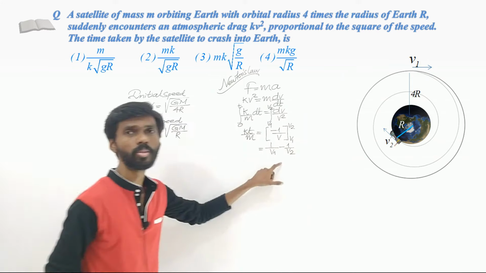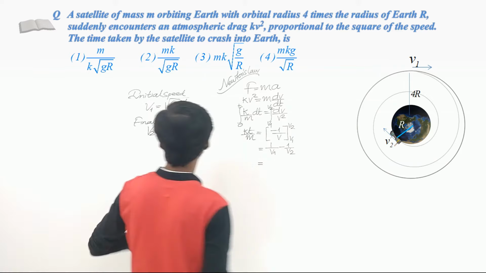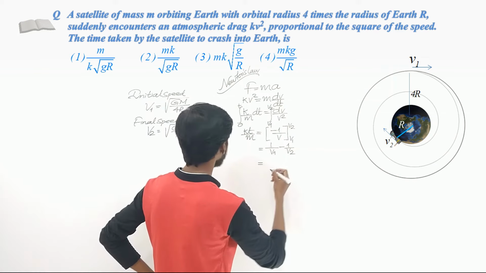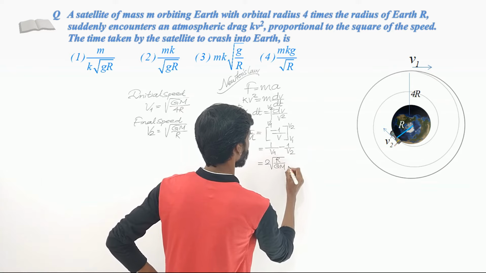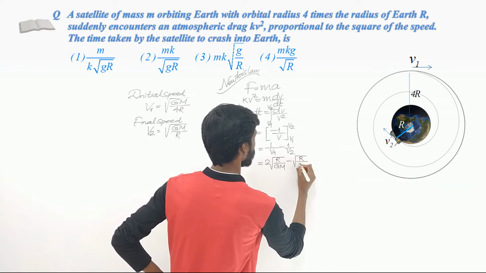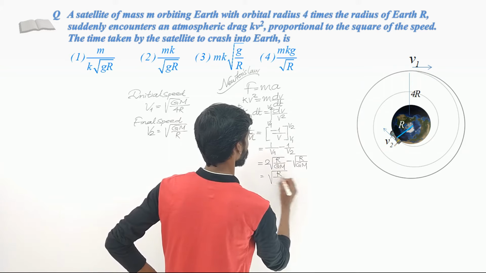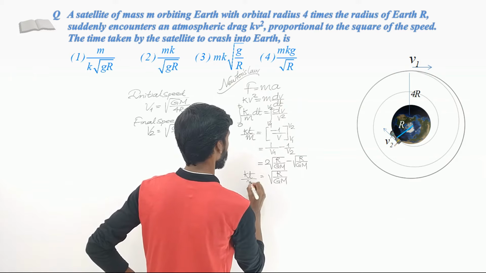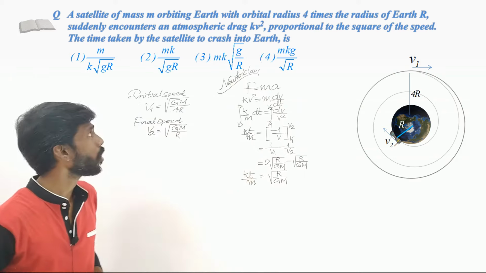And this v1 and v2 are already found here. So let us substitute these values here. So v1 here is root of GM divided by 4R, but we have to take the reciprocal, so that is 2 root R divided by GM, and minus root R divided by GM. So that gives you the answer, square root of R divided by GM, and that is the value of kt divided by m. So from this we can find the required time t.